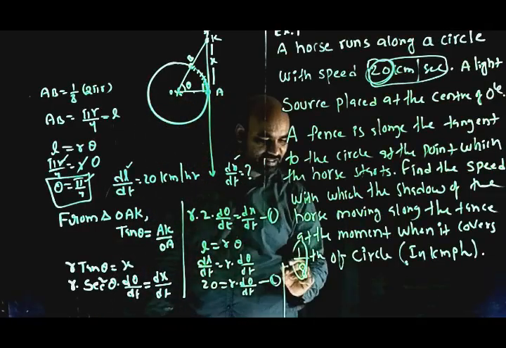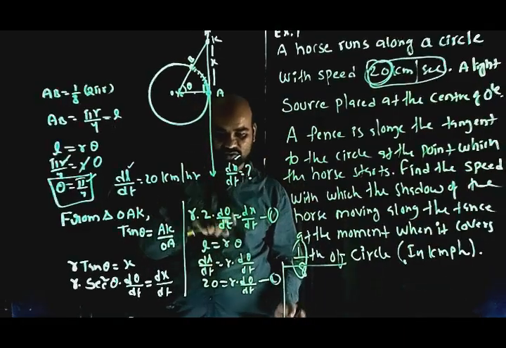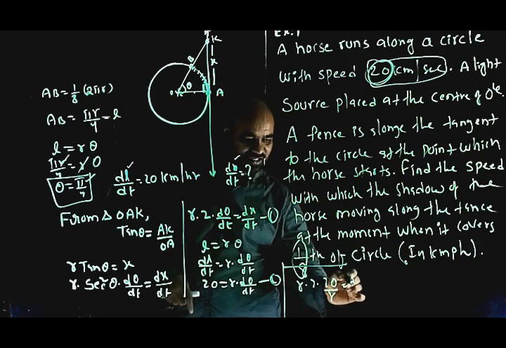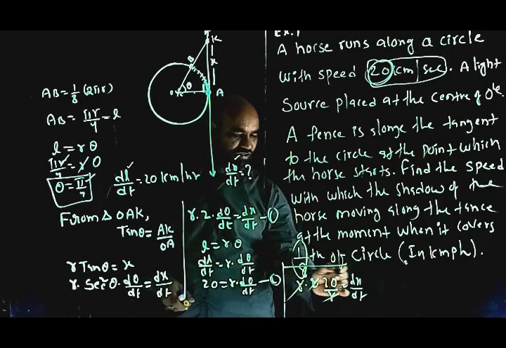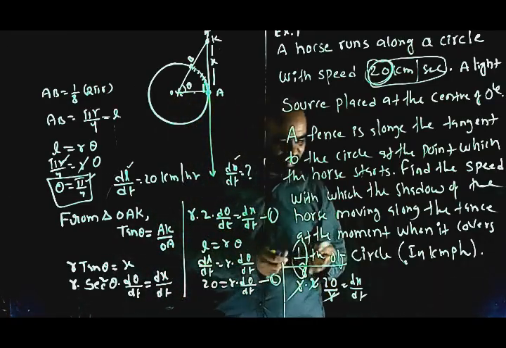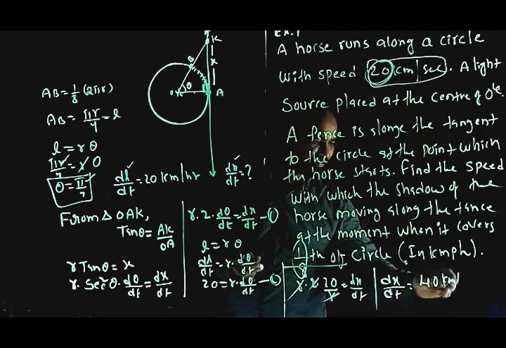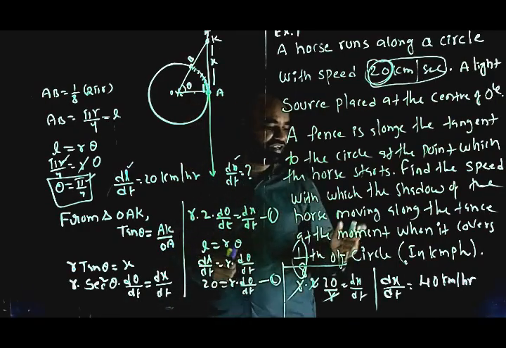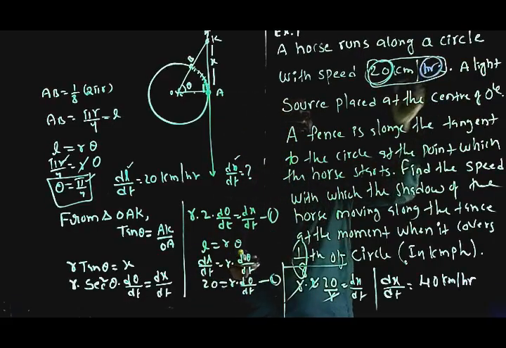So I am writing here: instead of d theta by dt, I can write 20 by r. So 20 by r into 2r is dx by dt. The r gets cancelled. 2 twenties are 40. So finally, dx by dt equals 40, meaning 40 km per hour. So the shadow of the horse is changing at the rate of 40 km per hour. Small correction in the problem, then you need to write it yourself.